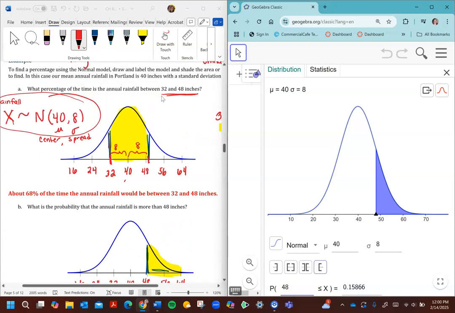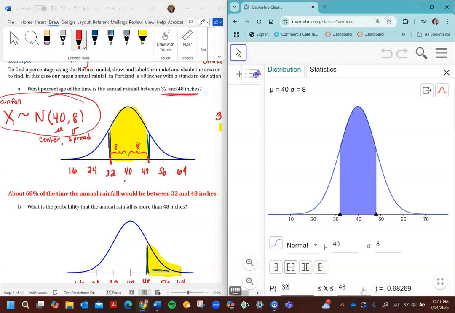When we're doing the first one, back to that, between 32 and 48 inches, we're going to use this icon here. So we have to change that as well as change our numbers. So this one, 32, we already have 48 there, and that would be 0.68269. And you can double check that your graphs look similar. And we had about 68% of the time using our empirical rule, and now we're just a little more precise with 68.269.